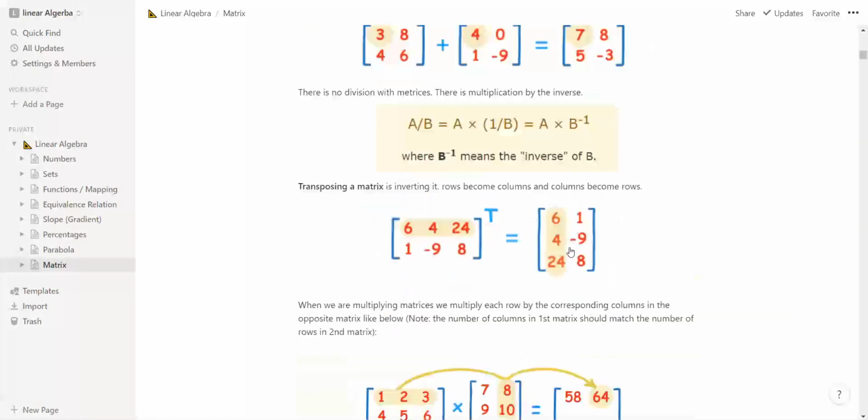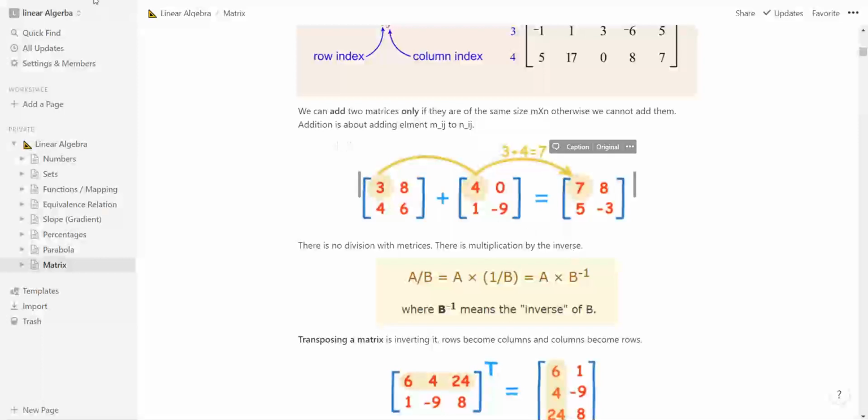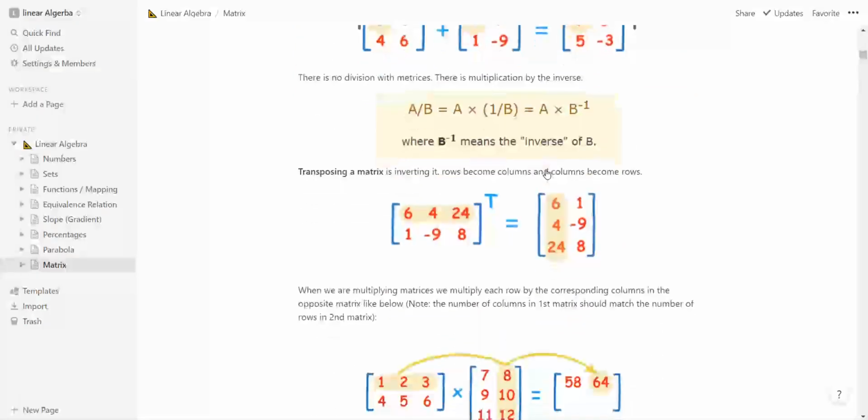Now, the addition we've already seen before. Once you do the addition, you add each element to its corresponding element, and then you have the end results. The subtraction is actually the addition of a matrix multiplied by -1, and then you just do the addition as we've seen.